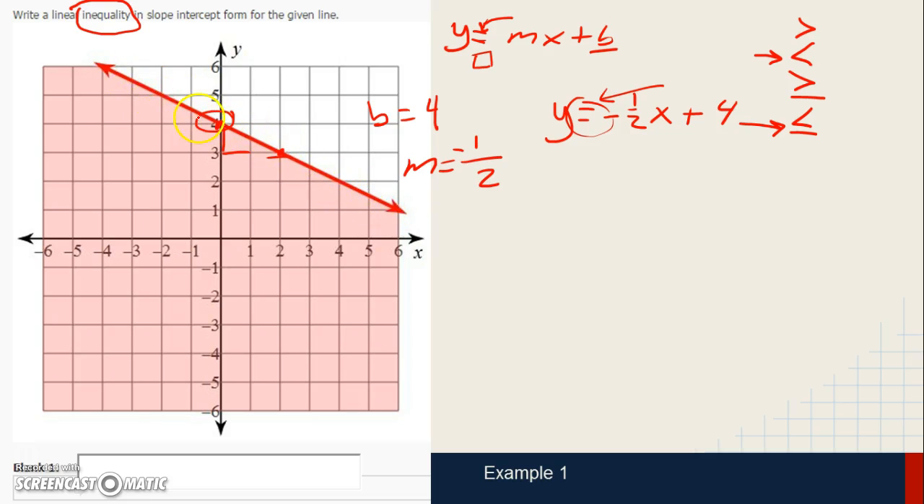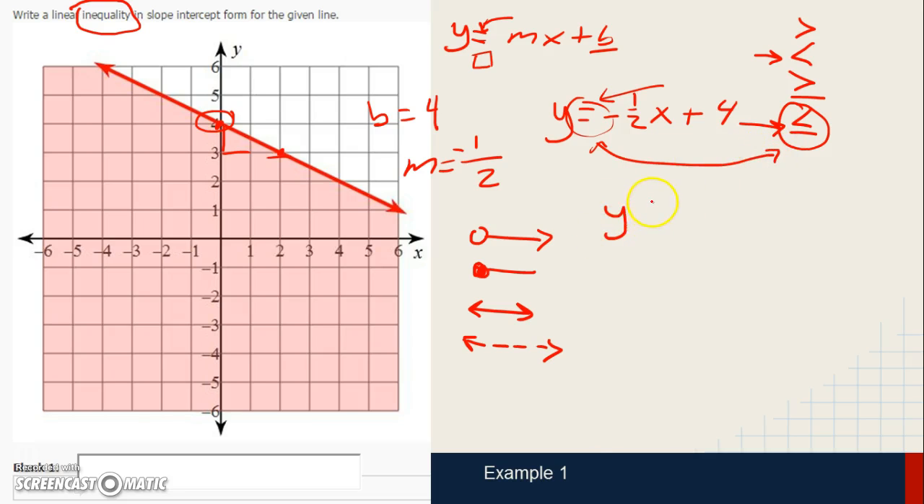A solid line means it is included, just like when we were graphing inequalities before. We had open holes and closed holes. For these graphs, we have solid lines and dotted lines. A solid line means it's included, so we're going to use this symbol. We just replace the equal sign here with this symbol. Y is less than or equal to negative 1/2 x plus 4, and we're ready to close it out.